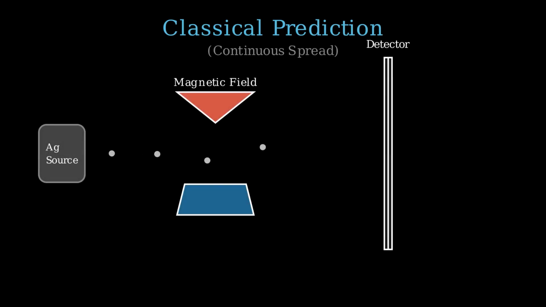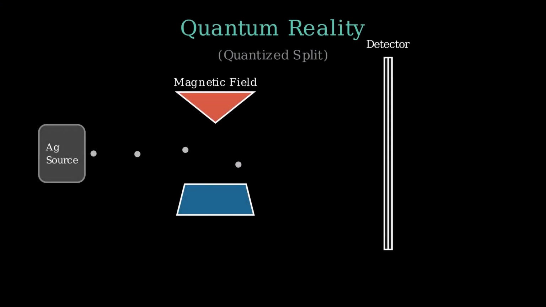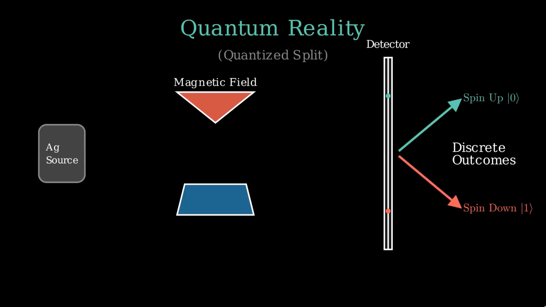They took a beam of silver atoms and passed it through an inhomogeneous magnetic field. Classical physics predicted the beam should spread out continuously. Atoms with different spin orientations should deflect by different amounts. But that's not what happened. The beam split into exactly two distinct spots. Not a smear, not a gradient, two discrete outcomes. The silver atom spins were either up or down relative to the magnetic field with no in-between states.